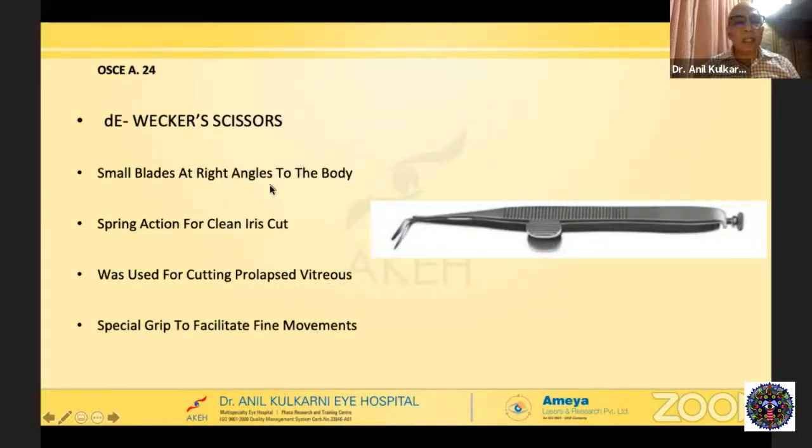The speciality is that it has very small blades at right angles to the body. There is a spring action, so a clean iris cut is possible with this. This was also used for cutting the prolapsed vitreous when we used to do CAM surgeries. And there is a special grip here which facilitates fine movements, because you don't want the cutting to drag on the iris. It has to be a very clean cut.